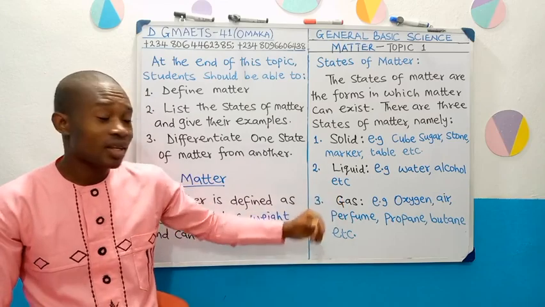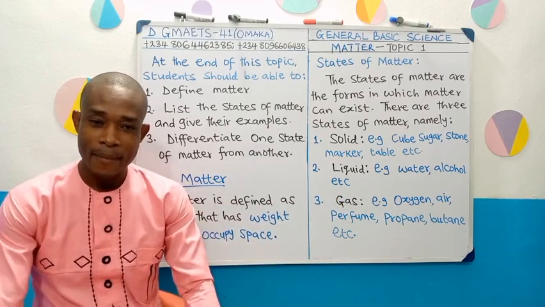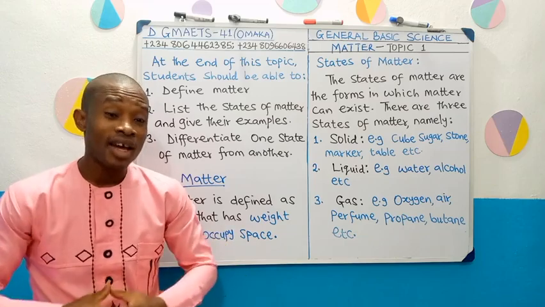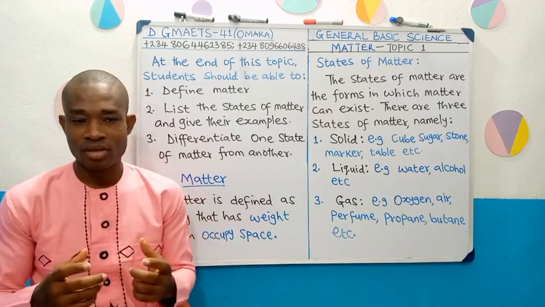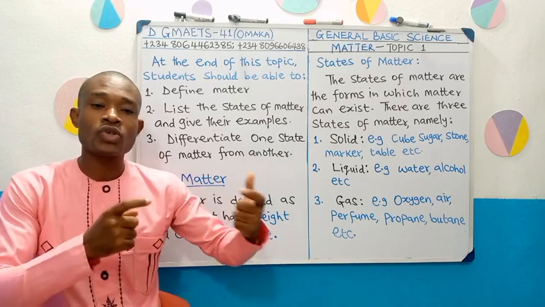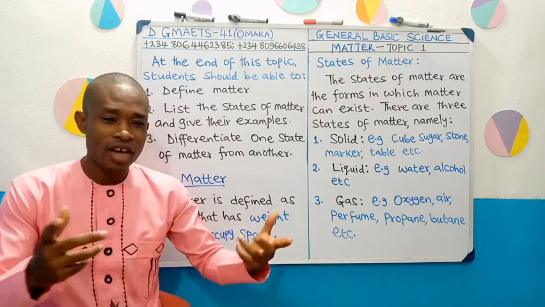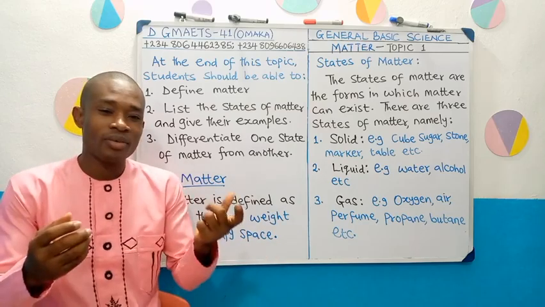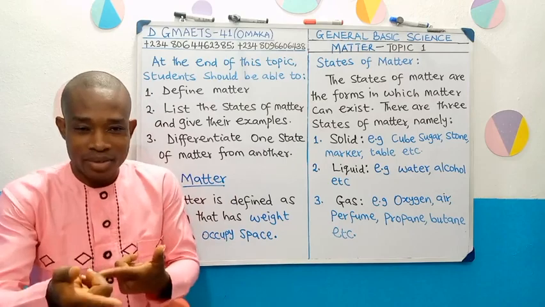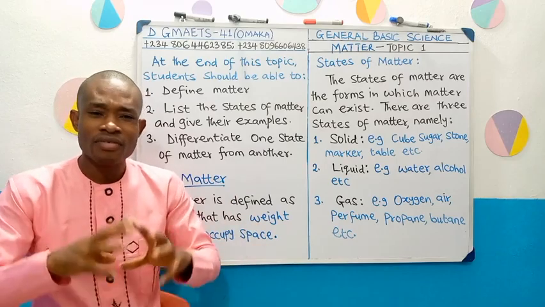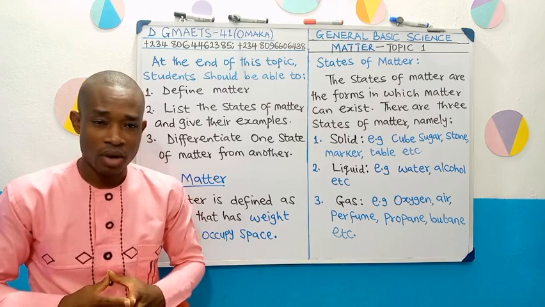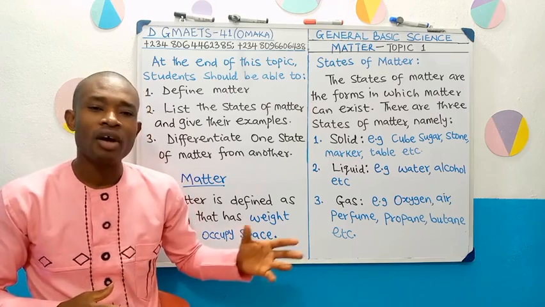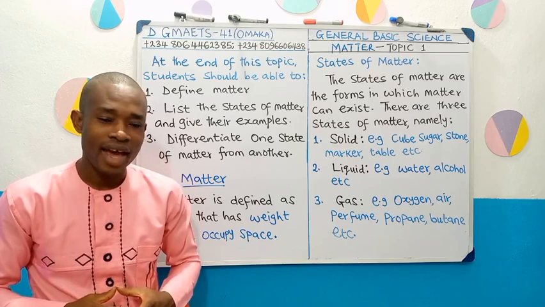Let us talk about gas as another state. What are some examples of gases as a state or a form in which we can also see matter? Have you heard of oxygen before? Yeah, I want to believe that. We breathe in oxygen and breathe out carbon dioxide. These are gases. Alright? We have air also as gas.